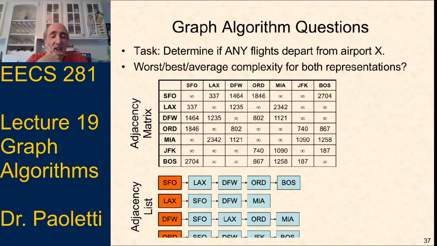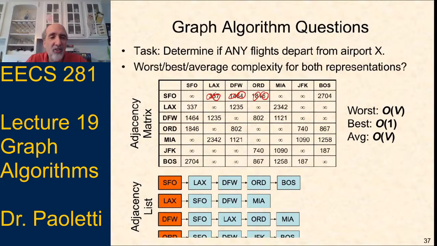All right, well then, in the adjacency matrix, worst case is O of V. I could have lots of infinity symbols in there, and it's only until I get to the last one that I say, okay, there is one flight leaving right now, and that's its cost. So a worst case could be O of V. I would have to look at the whole row before I find something that's not infinity. The best case would be O of 1. I start the LAX row. Hey, there's a number there. I'm done. There is a flight leaving.